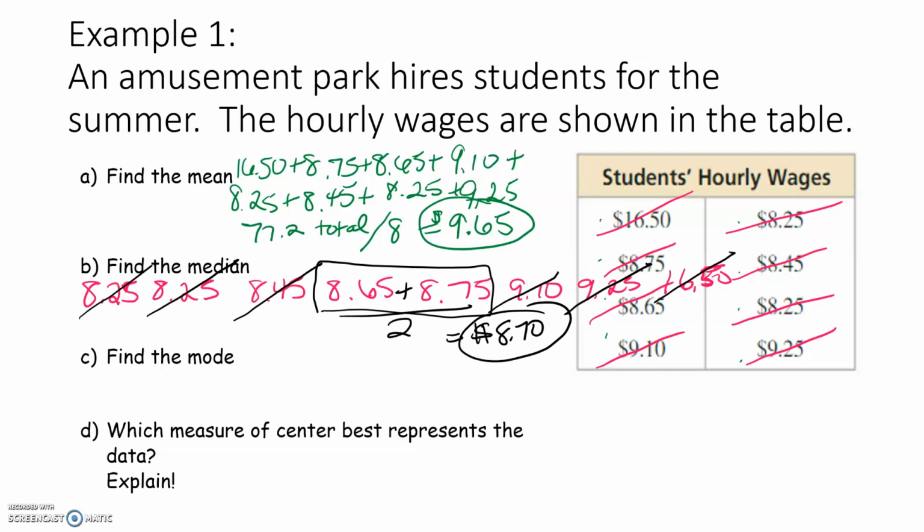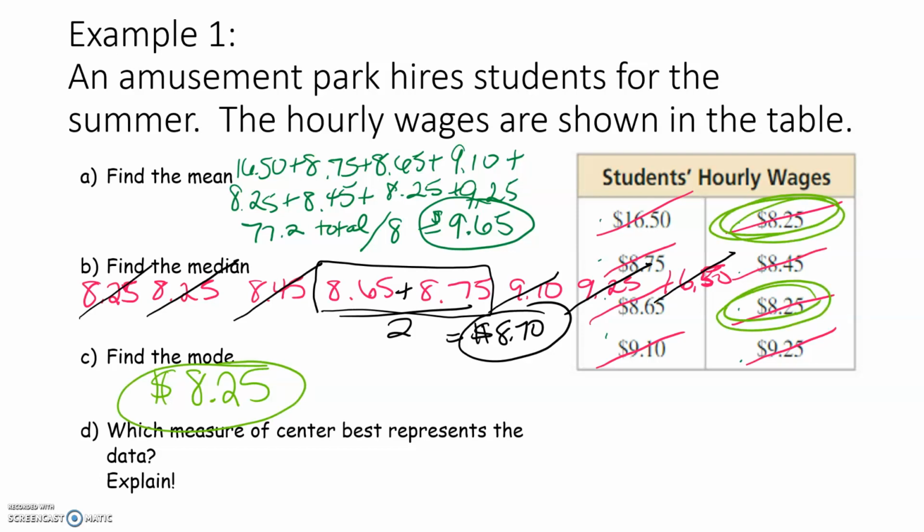Okay, so $8.70 is our median. Okay, last thing that we're going to find is our mode. So mode, remember, is the one that is most often. So anything that repeats is what we're looking at. In this one, we only have one that repeats. So that is $8.25 for the mode. That's the only one that we see in the table multiple times.